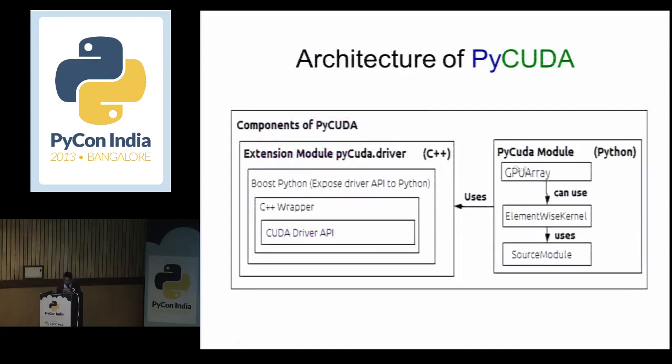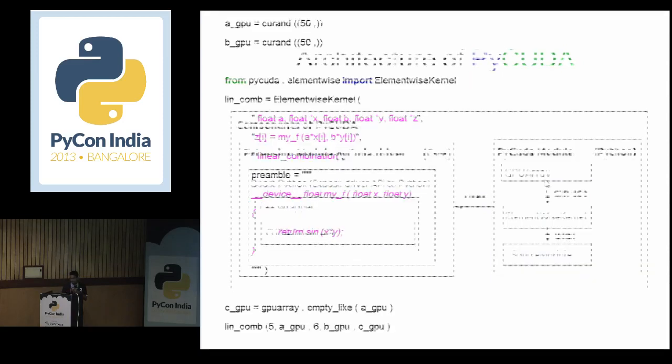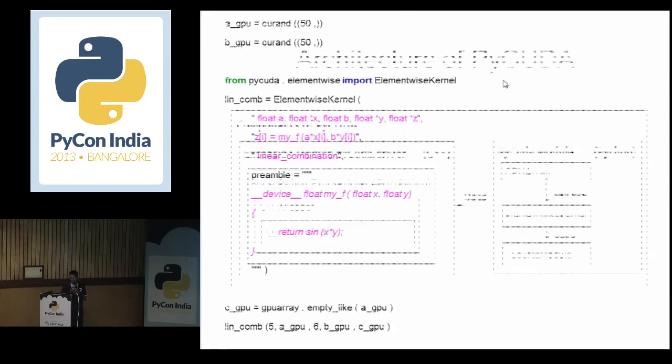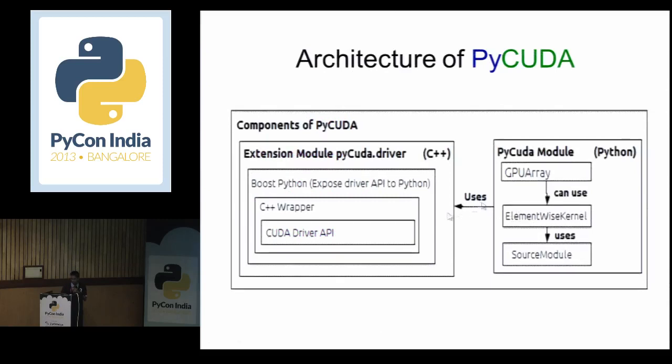So in the pyCUDA module GPU array, you can see here the element-wise kernel, and you will be using it. This code will be converted into a CUDA function with Boost Python extensions used in it, and it is compiled and imported into Python on the go.